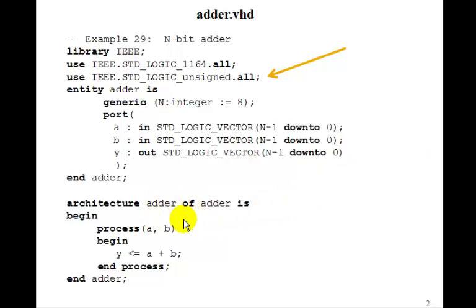So in the architecture, all you say is Y is just A plus B. It's that easy. Now, in this case, of course, we don't bring out the carry flag and overflow flag. We saw in the last lesson how you could do that if you wanted by just making the size of A and B 1 bit bigger than you need.